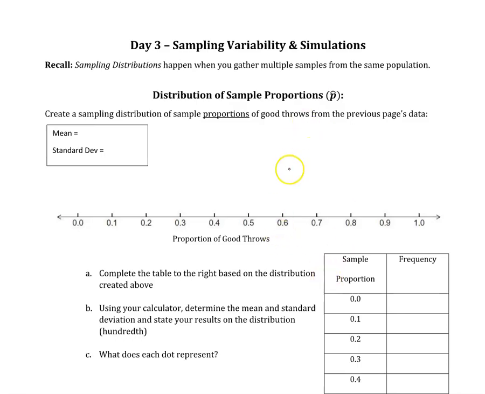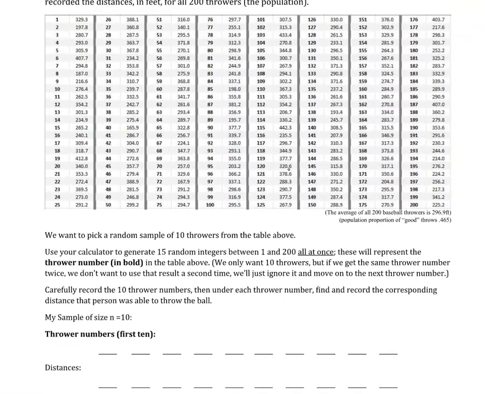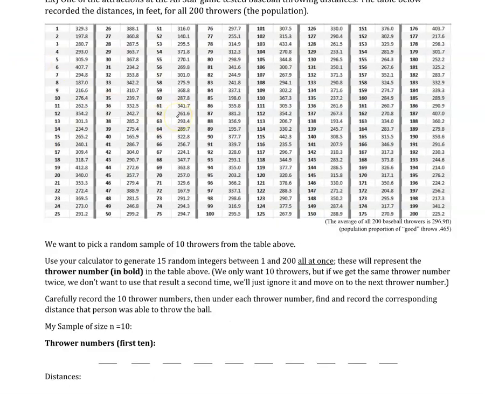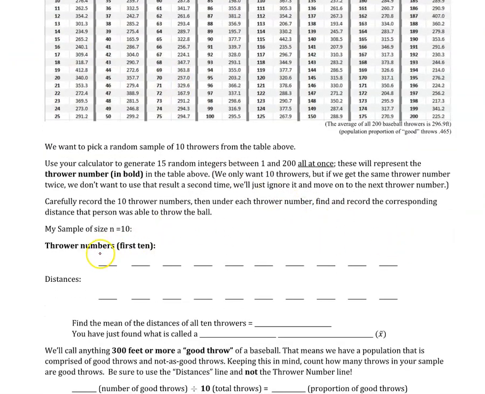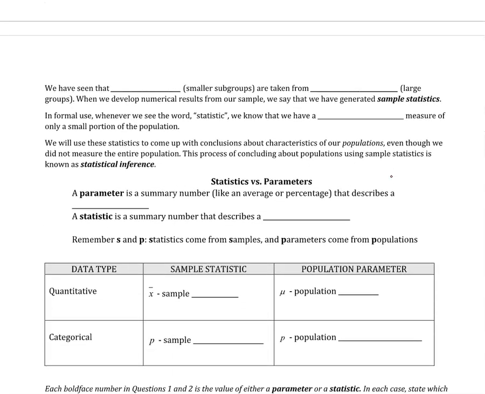If I scroll back in my notes to what we did yesterday, we talked all about random sampling, and we had this whole table where I had 200 baseball players and their throwing distances listed. Yesterday we all came up with our own 10 throwers, found the corresponding distances from this table, and then found a sample mean and a sample proportion. At the beginning of today's lesson, we're going to focus on that sample proportion.